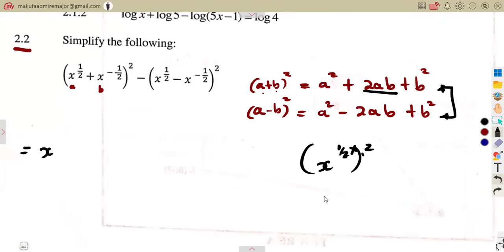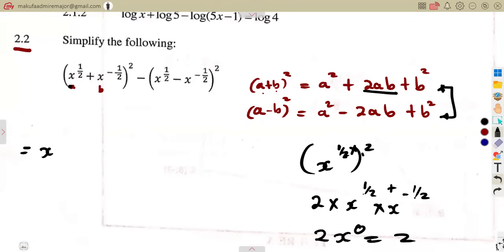Plus 2ab, that is 2 times a, x to the power of half, times b, x to the exponent of minus half. So that was going to be 2x to the exponent of what? You're multiplying the bases, which are the same, you add the exponents. Half plus minus half, that's a 0. So 2x to the exponent of 0 is what? Is 2. Remember, any number to the power of 0 is 1. So 2 times 1 is just a 2. So that was going to be plus 2.